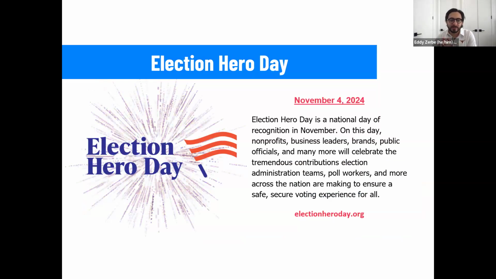The last civic holiday that you can sign up for on civicholidays.org is Election Hero Day, which is the Monday before Election Day. So this year it's November 4th, 2024. Essentially it's a day that recognizes all the work that went into ensuring a safe, secure, and accessible election day. And for those of us who are talking to voters, it serves as one good last reminder to really bring the point home. Tomorrow is your last day to vote this year. Please make sure to go vote tomorrow. Here's how you can find your polling location, etc.